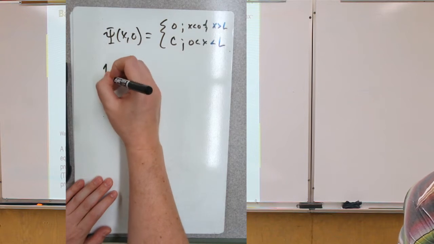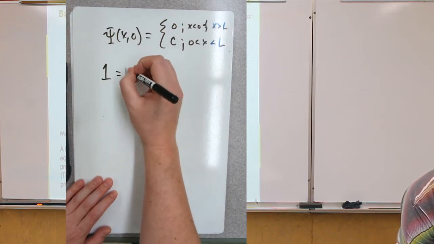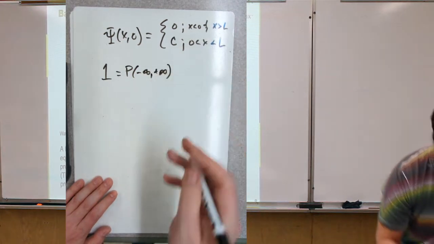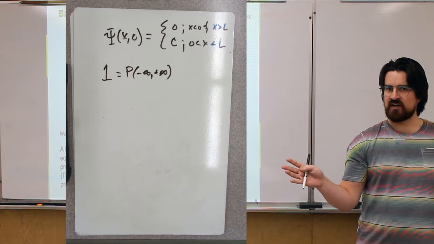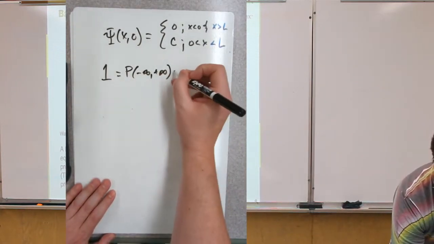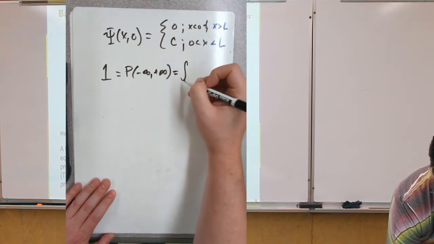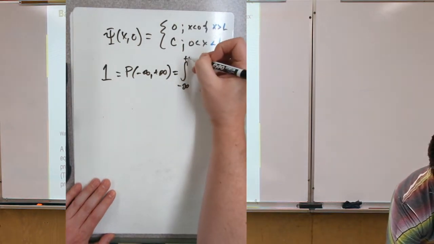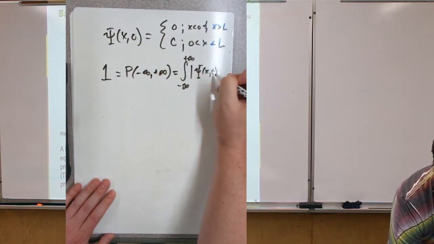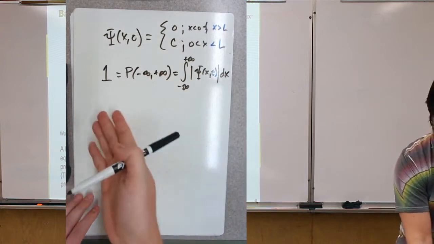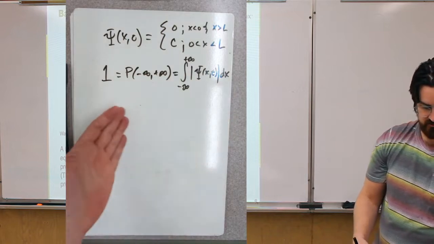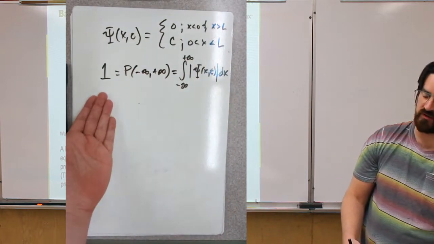We know that 1 should be equal to the probability of asking where is that ball between negative infinity and plus infinity. That's the general condition here in terms of our wave function. This is still the very general normalization condition: we integrate over all of x, we should get 1.